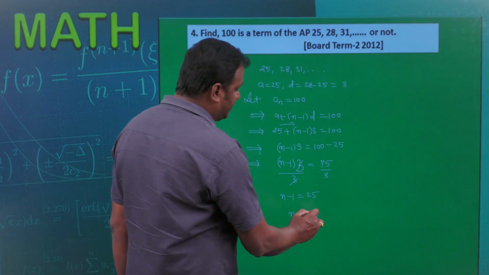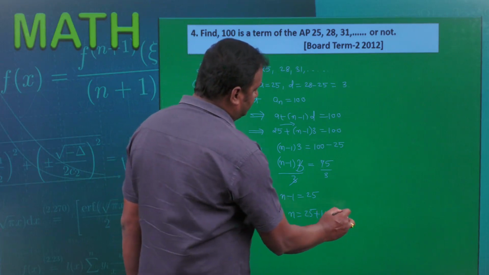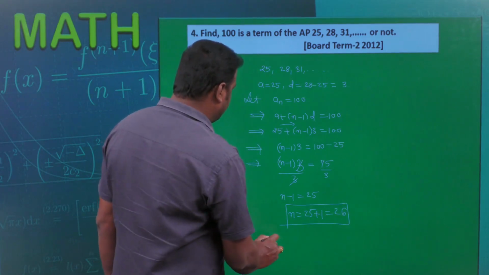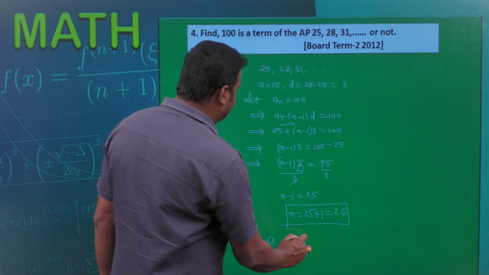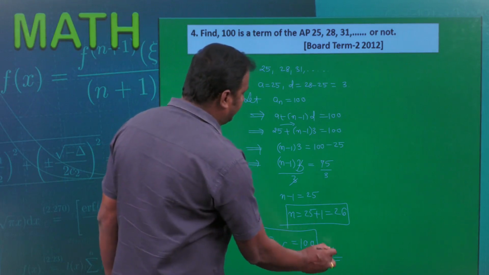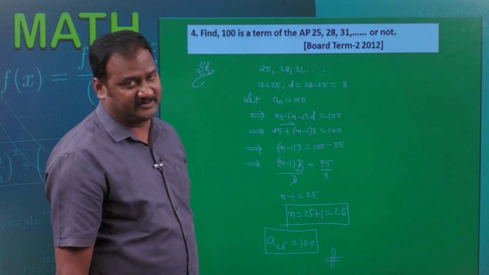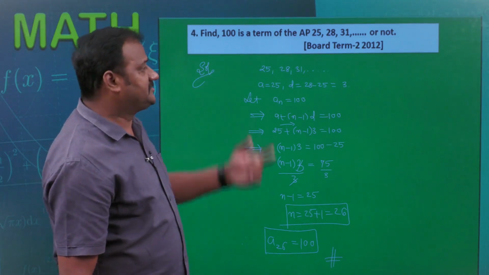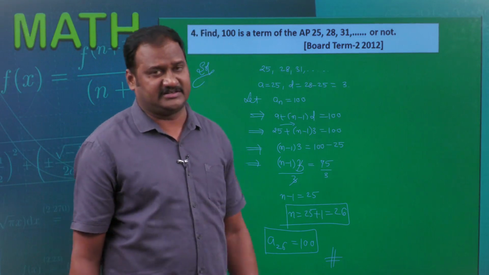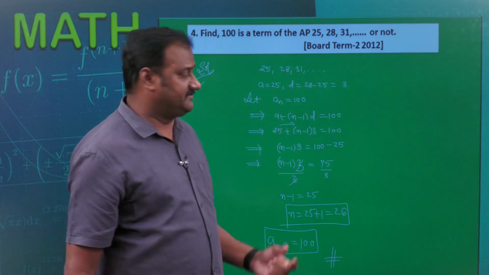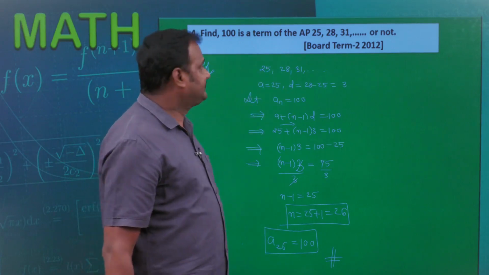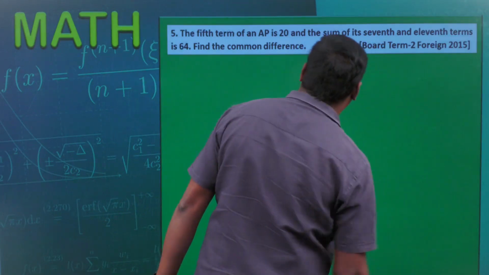n is equal to what? 25 plus 1 is equal to 26. Since n is equal to 26, therefore the 26th term of this arithmetic progression is 100. It means 100 is a part of this arithmetic progression. So in the previous problem, when we checked whether minus 150 is a term of this arithmetic progression or not, it was not. But here 100 is a term of this arithmetic progression. Right? So moving on to the next problem.